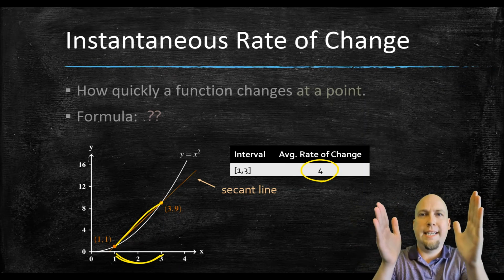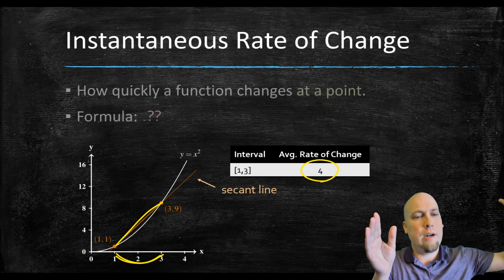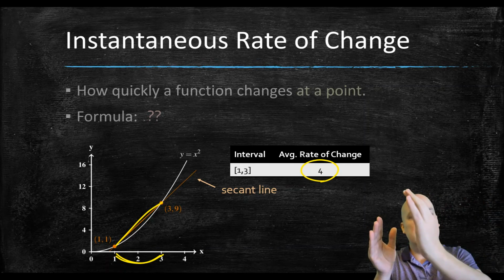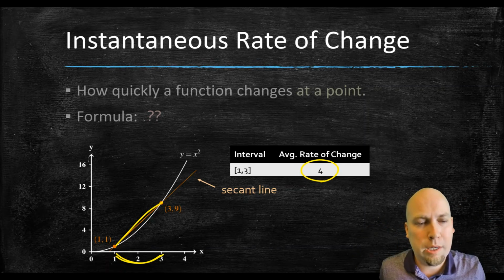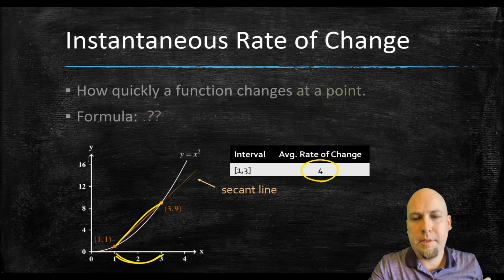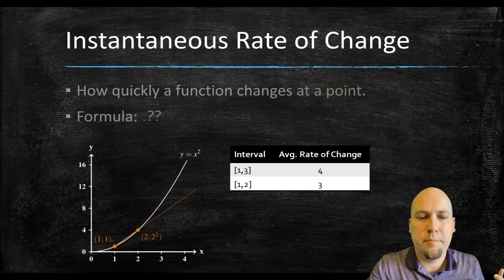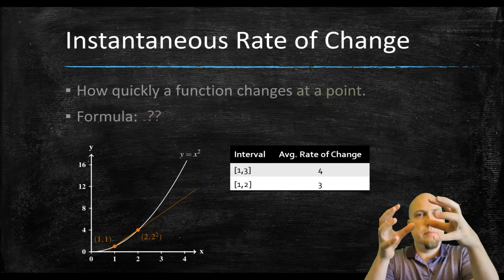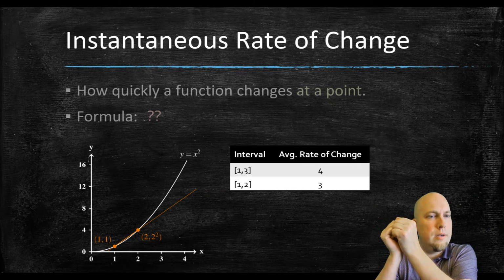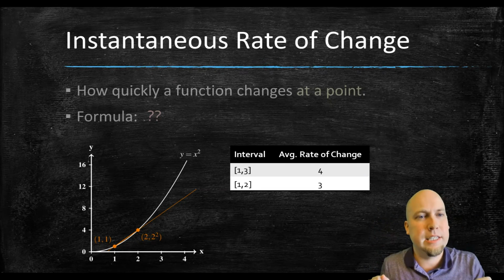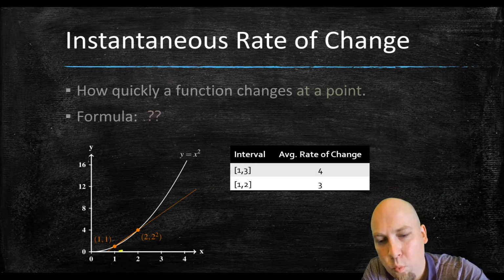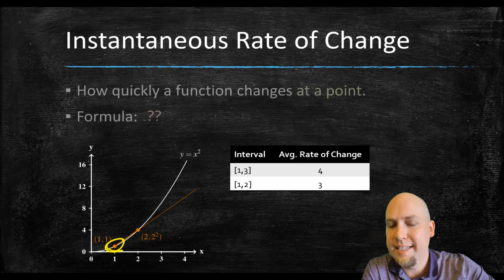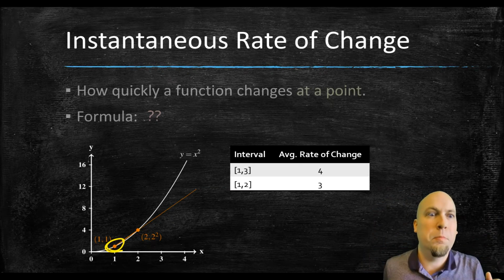What if I shrink down that interval though? What if I bring that right endpoint 3 over to the left towards the left endpoint 1? Well, now I'm going to get another average rate of change, but it's going to be over an interval that's a little bit closer to that point at 1. My goal here is to compute the instantaneous rate of change just at 1 itself, at this point (1, 1). What's the instantaneous rate of change there? What's the slope there?